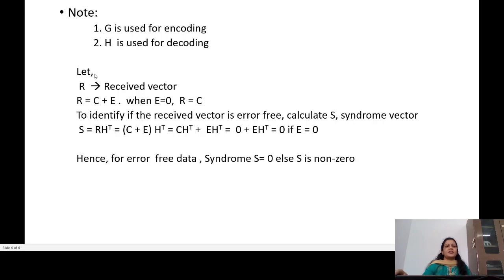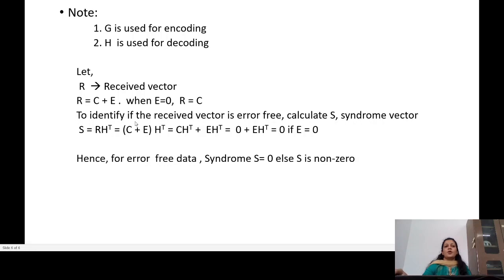Now let us consider R is a representation used for a received vector. R generally is nothing but a received vector which consists of the transmitted code word and the error, if any error occurred during its transmission. When E is equal to 0, that clearly says that there is no error or noise added to the data during its transmission. Therefore, the R value is nothing but C.